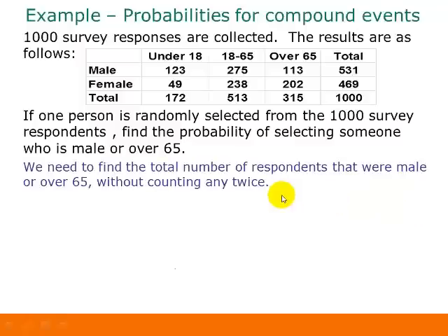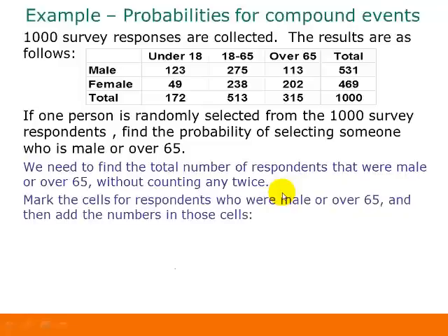So to do this, we need to find the total number of respondents that were male or over 65 without counting any of them twice. One way we can do this is to mark the cells for respondents who were male or over 65 and then just add the numbers in those cells. So if we look at all the cells for the male row, we've got 123, 275, and 113.